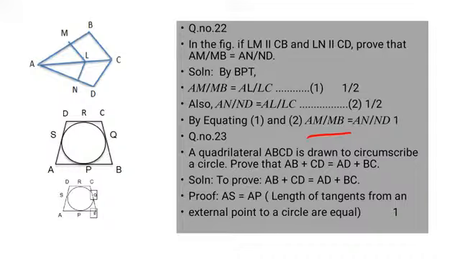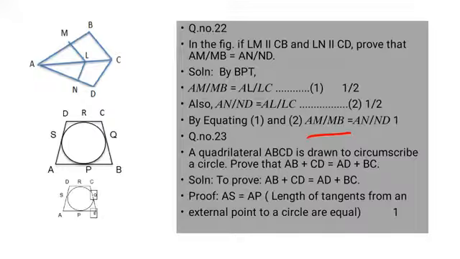Question number 23, which is based on circles. A quadrilateral ABCD is drawn to circumscribe a circle. Prove that AB plus CD is equal to AD plus BC. So, we have to prove AB plus CD is equal to AD plus BC.